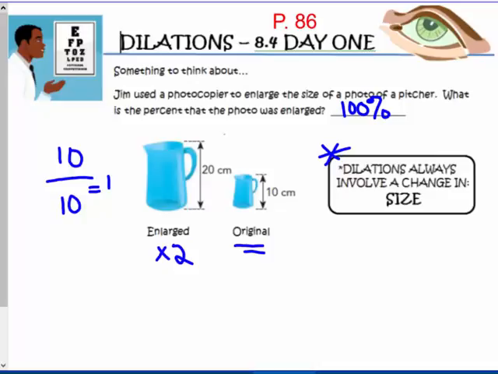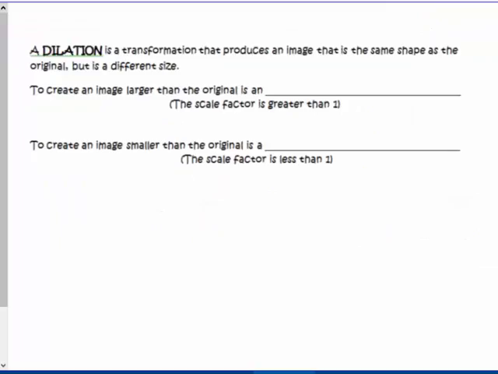Dilations, key idea here, always involve a change in size. We talked about this last year in 7th grade when you did that y over x equals k, and k was the constant of proportionality, and now it's called the scale factor, if you remember that from scale drawings. So we're going to be talking about the scale factor today.